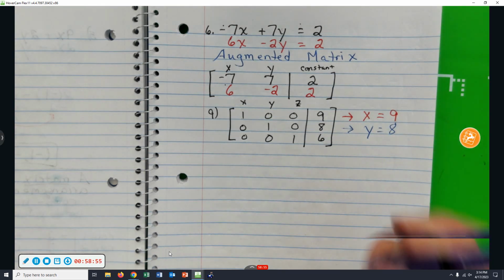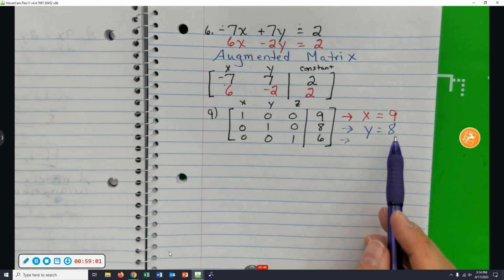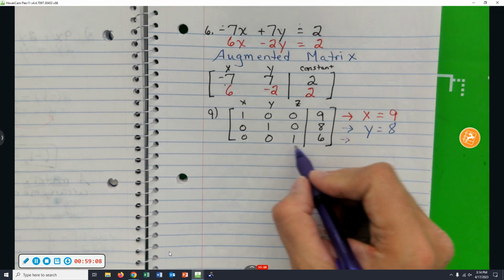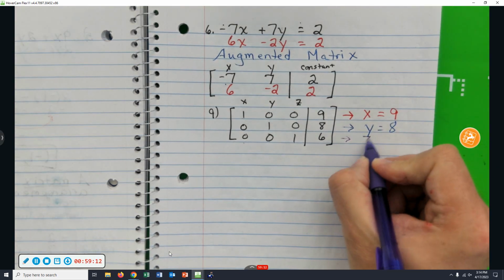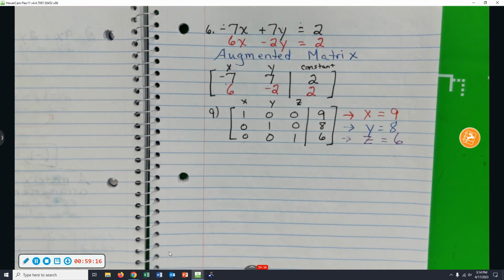And where's the 1? Oh, do you want to put the 1 in front of the Y? Is that what you want to do? Okay, I get what you're doing. And so here, no X, no Y, 1 Z, so just Z equals 6.